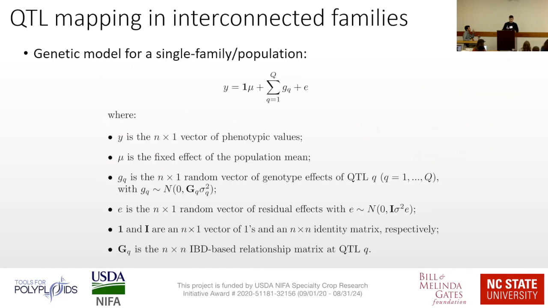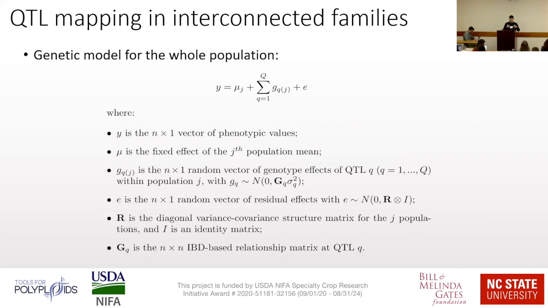Just recapping the genetic model for a single family, the phenotypic observation is equal to the sum of the intercept, which is the population mean, the sum of all the genotype effects that belong to all the QTL in the final model, plus the residual effects. As I mentioned, we use this genomic relationship matrix for all the QTL, and we have one variance component associated with every different QTL.